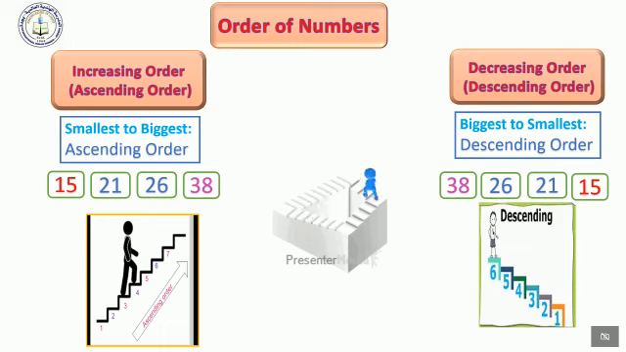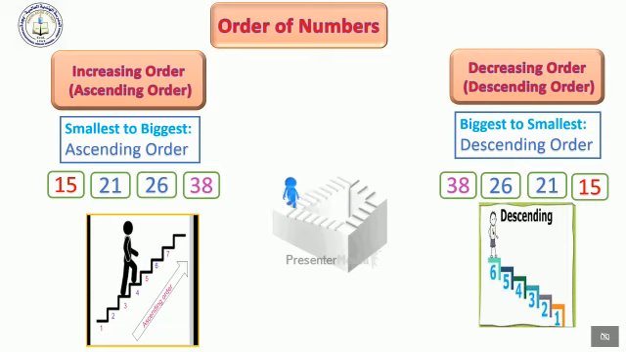Now when we arrange the numbers from smallest to biggest, we call the order increasing order. Increasing order is also known as ascending order. Ascending means to move up. The number goes up or keeps increasing.